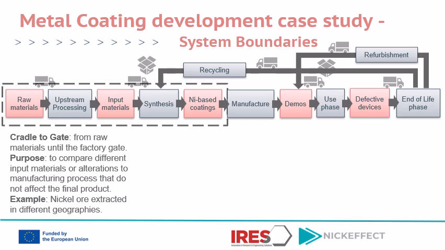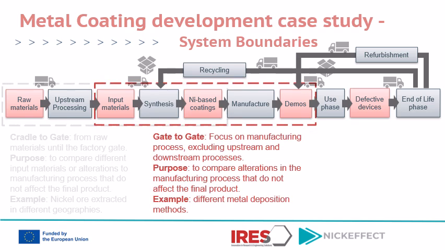So the one I show here, starting from the raw materials until the formation of the nickel-based coatings of the product, would be a cradle-to-gate approach to LCA. The purpose of an approach like this would be, for example, to compare different input materials or alterations to a certain manufacturing process which do not affect the final product. So then it makes sense to focus on the raw materials and on the synthesis process, because there is where we are changing the protocol, but eventually the nickel-based coating that results from this synthesis is the same, whether we follow approach A or B, so therefore we do not need to take into account the rest of the life cycle and we can focus only on the cradle-to-gate part.